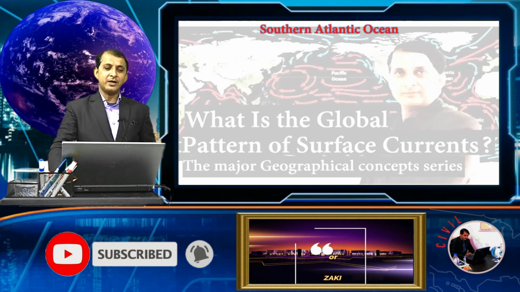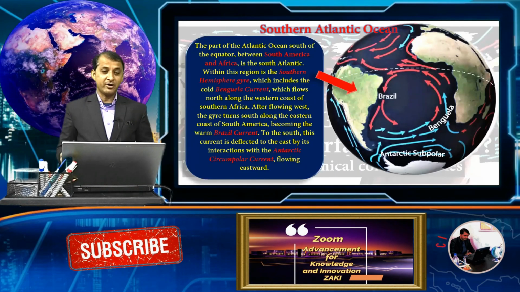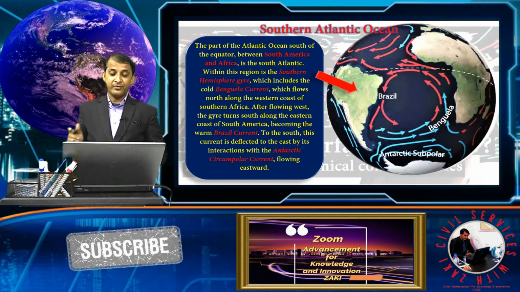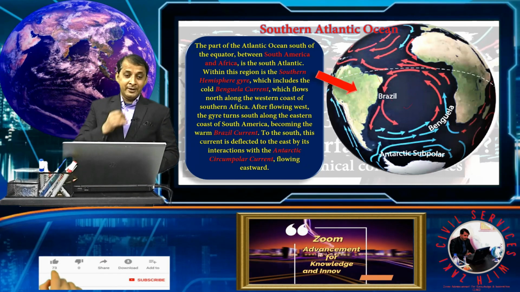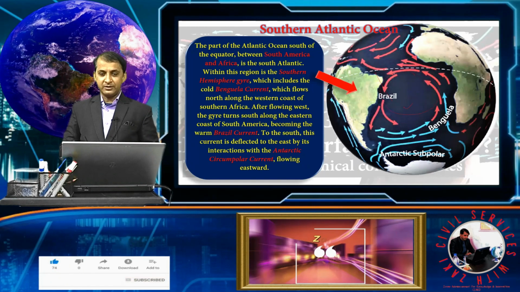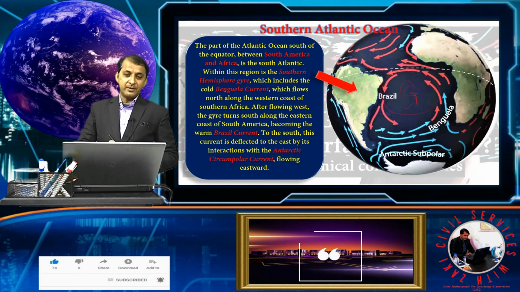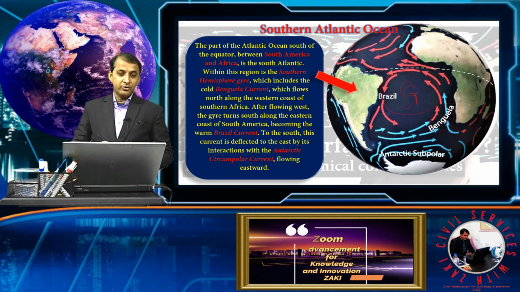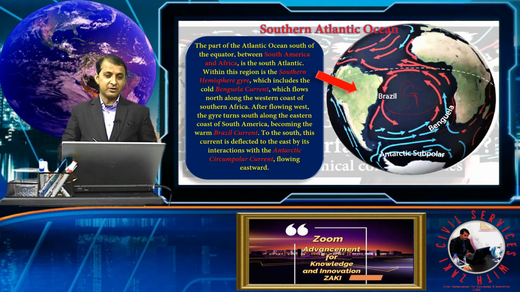Now we move forward and see the South Atlantic Ocean currents. The part of the Atlantic Ocean south of the equator is called the South Atlantic. Within this region is the southern hemisphere gyre, which includes the Benguela current, which flows north along the western coast of South Africa.